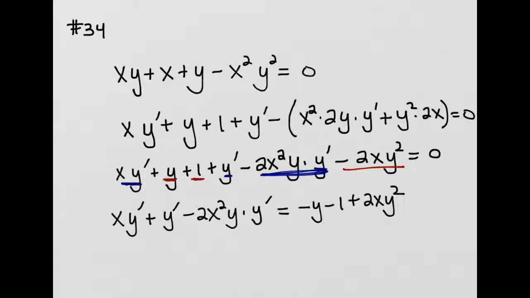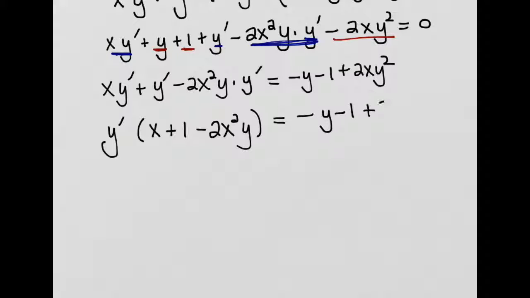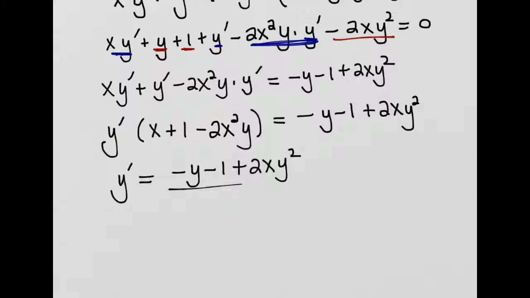Now I'll factor out the y prime. That gives me x plus 1 minus 2x squared y equals negative y minus 1 plus 2xy squared. And y prime equals negative y minus 1 plus 2xy squared over x plus 1 minus 2x squared y. And that is my final answer.